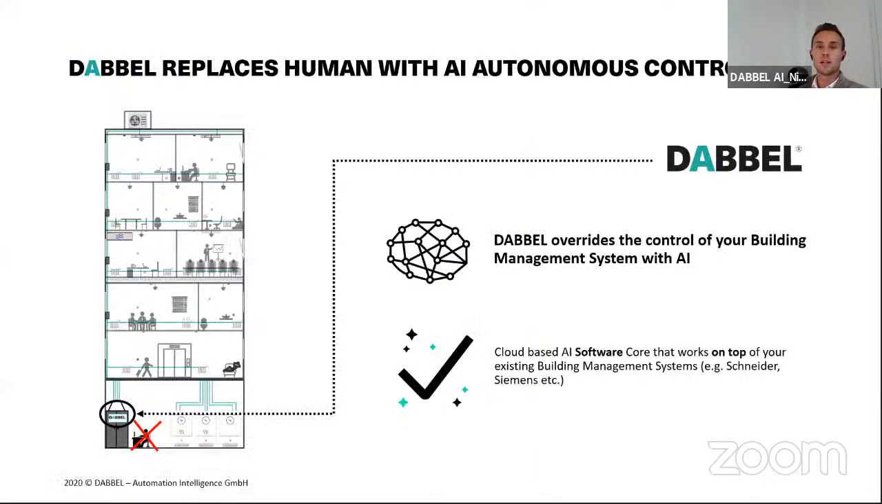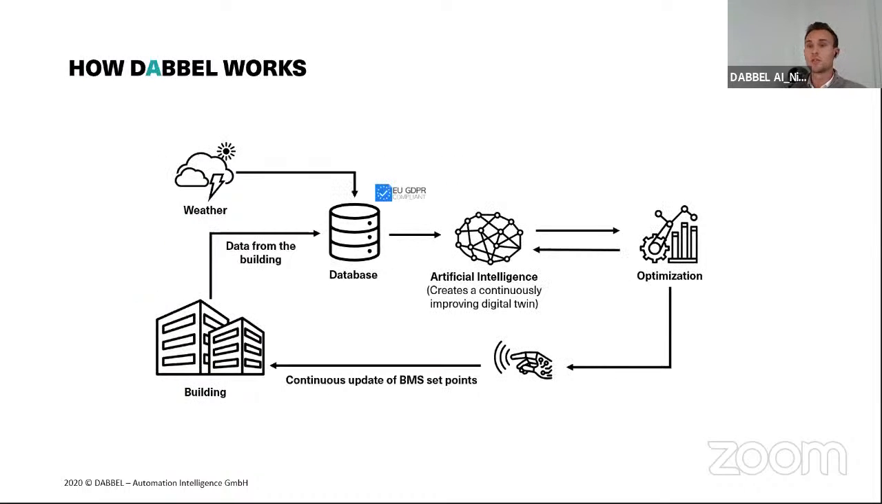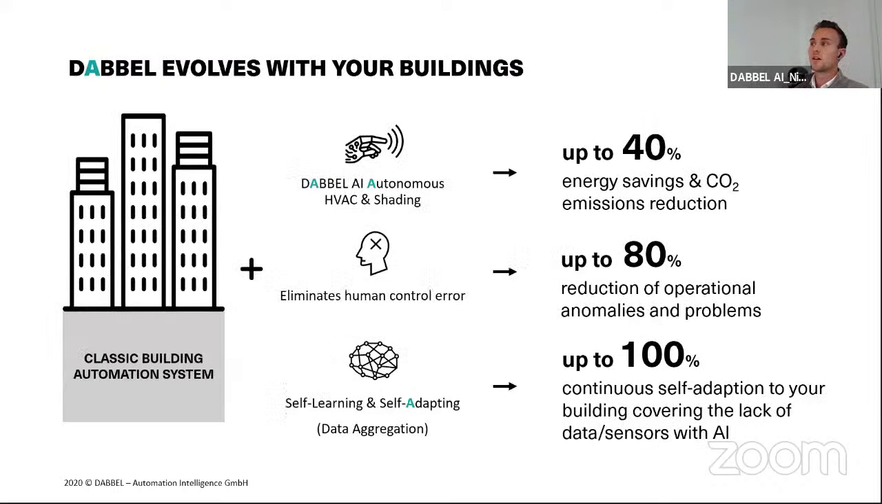As I mentioned in the beginning, we replace the human control and we implement our software on top of the existing building management system. So our software overrides the control decisions of the building management system. How does it work? Our software takes all the variables into account from outside of the building, for example the weather data, as well as from inside of the building: occupancy, temperature data, humidity, and so on. It puts all these data in a database and takes the appropriate control decisions to run the energy systems in the most efficient way.